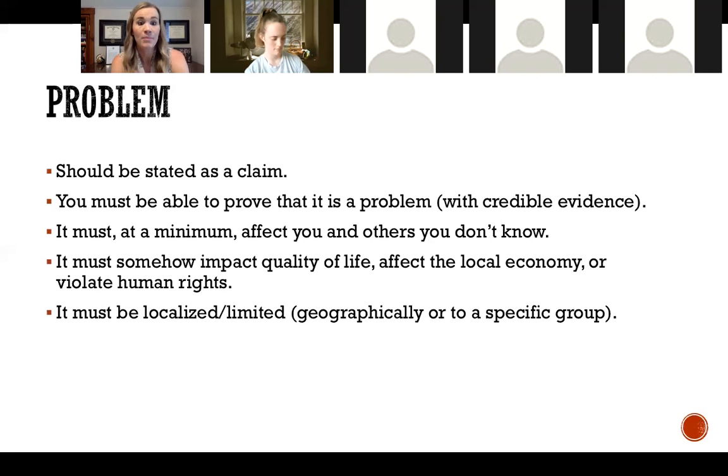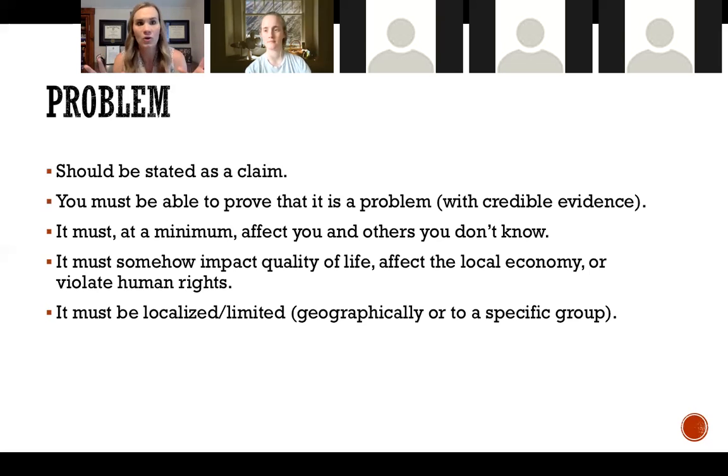It must be localized and limited, meaning that it needs to be localized to a specific area like Idaho or the Treasure Valley. You can choose. If you're talking about a school, you can talk about a specific school. The more you can localize it, the more you can cater your writing to that audience. So try to localize it as much as possible. It could also be a specific group of people, like Idaho voters or working parents in Idaho, something like that. But it needs to be specified.